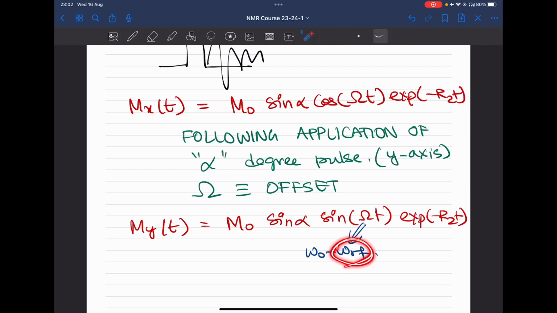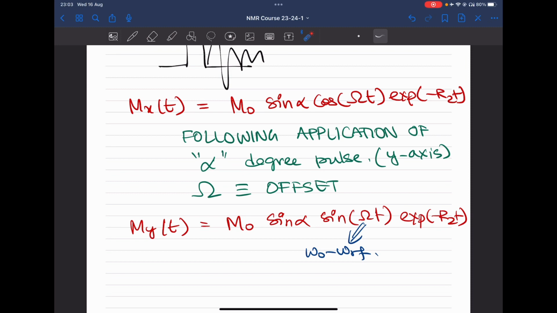You're already at omega RF. Now you're assuming there is a non-zero offset, which means that the omega naught is different from omega RF. Remember, this could be positive or negative. And that will result in a precession about B naught. This is going to be a precession frequency that's definitely less than 500 megahertz. If you're assuming the 500 megahertz, it's going to be in the range of kilohertz.